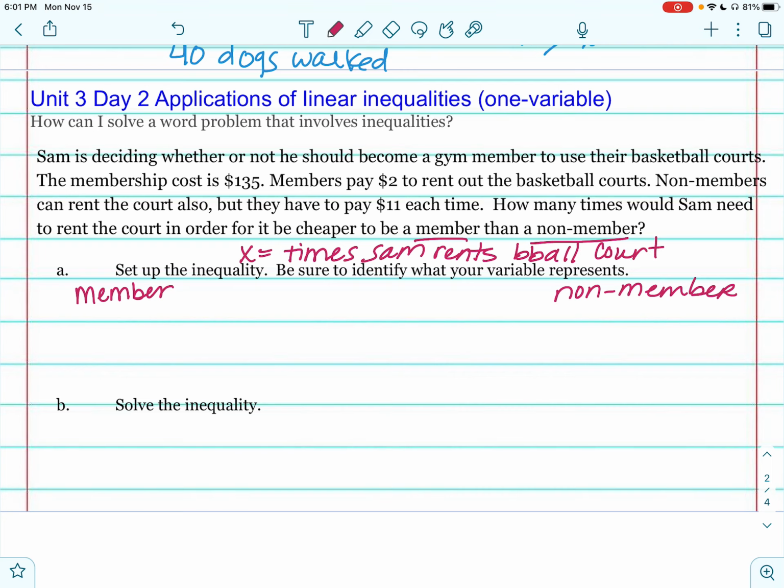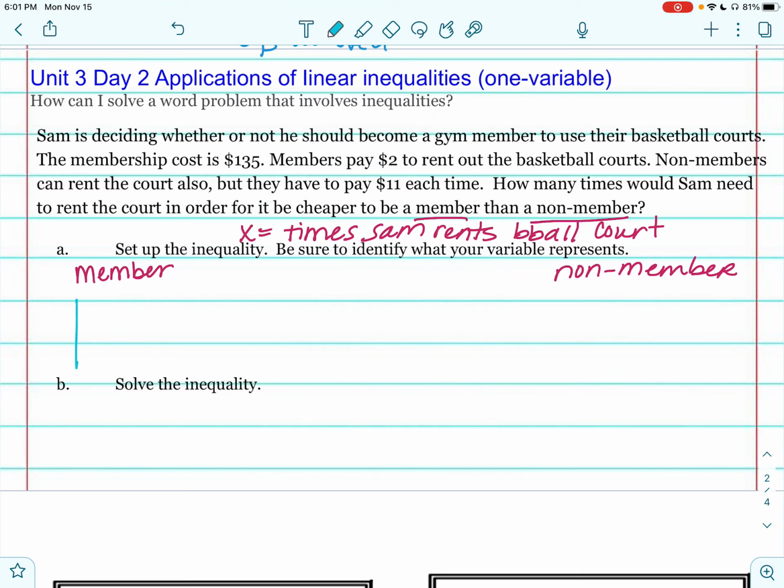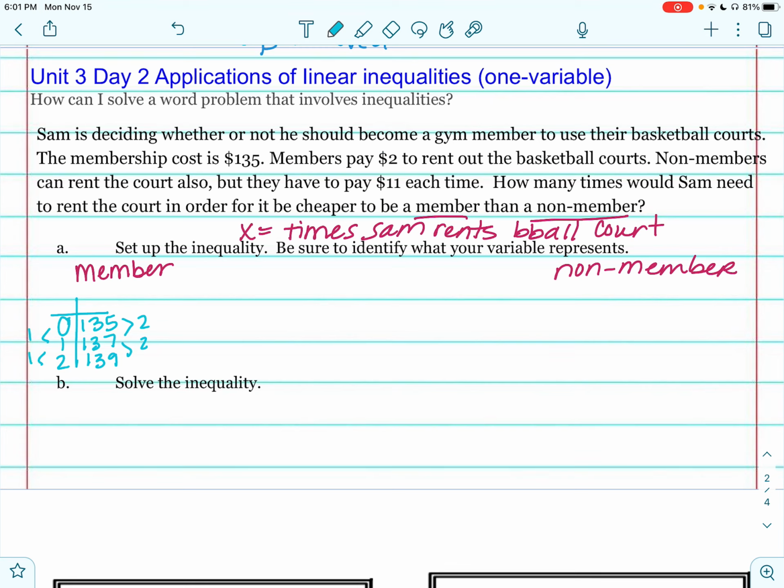All right, so one step at a time here. We are going to take these and think about what we've got. If I am a member and I make a table for myself, I don't use the basketball courts anytime and I still have to pay that membership fee, $135. If I use the basketball court one time, I have to pay $2 to use it. If I use it again, I have to pay another $2. So as I'm looking here, I add 2, I add 1. So my slope, if I am a member, is 2, and my y-intercept, where x is 0, is 135.